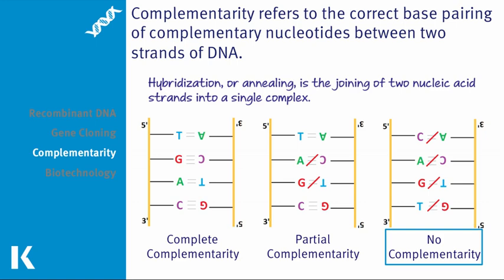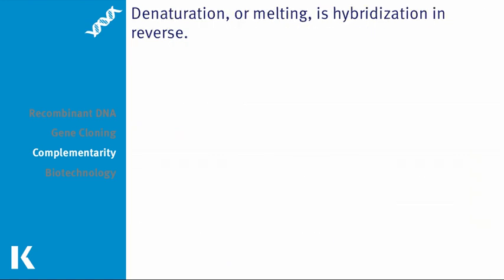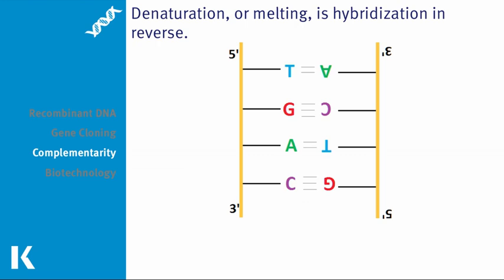In general, the higher the complementarity between 2 strands of DNA, the stronger the hybridization between them will be. The opposite of hybridization is denaturation. While hybridization requires the formation of hydrogen bonds, denaturation requires the breaking of hydrogen bonds. The higher the complementarity between 2 nucleotide strands, the more energy it takes to separate them.